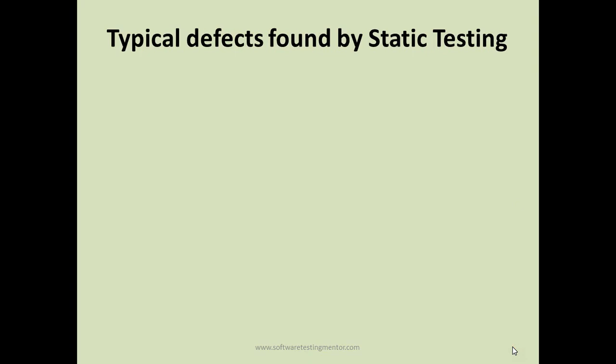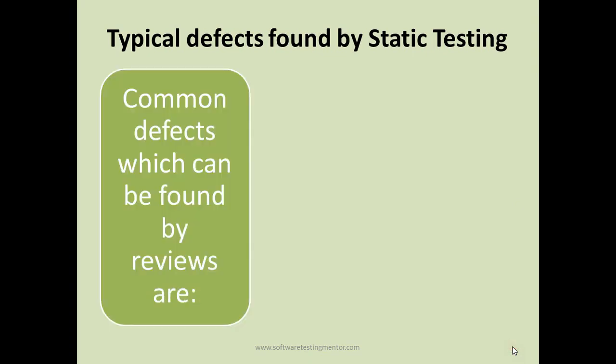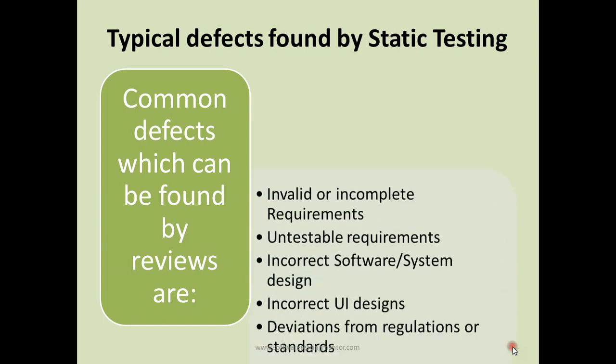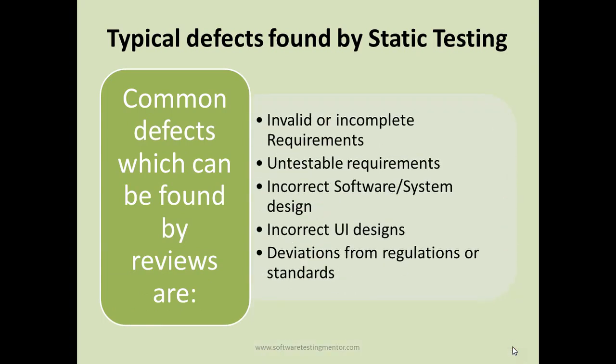Now, typical defects found by static testing. Let's see what kind of defects can be found by static testing. So invalid or incomplete requirements, which is the first phase of SDLC. The very first phase is to gather the client requirement, or the requirements from the market if you are developing some out of the box kind of application which will be used by the mass market.